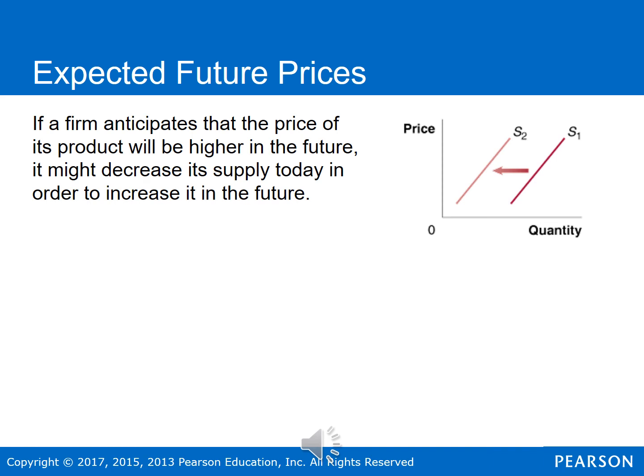And finally, we have expected future prices. So if a firm anticipates that the price of its product is going to be higher in the future, it might decrease its supply today in order to increase the supply in the future. So it'll temporarily shift the supply curve to the left, moving it from S1 to S2. So for example, in a recession, firms realize consumer incomes have decreased, they'll sell fewer smartwatches. They may wait until the recovery when more people will buy them. So temporarily, they'll decrease their supply, shift it to the left, and then increase the supply when they expect they'll be able to increase the prices in the future when people have higher income, they're more able to buy smartwatches.